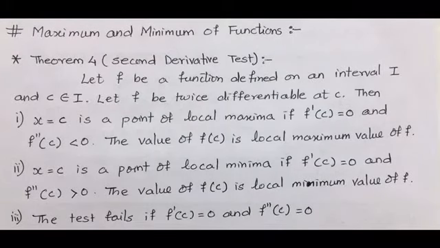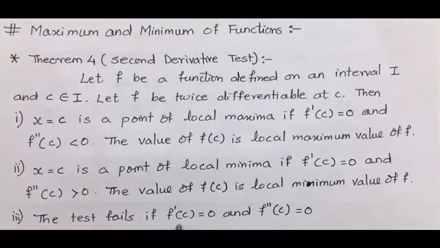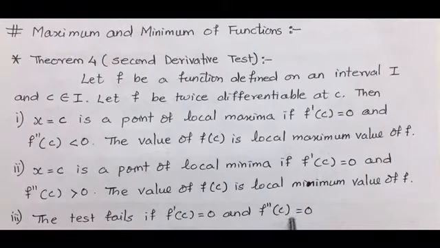The third point is the test fails if the first derivative is 0 and the second derivative is 0. So if both the derivatives become 0, that is, if the second derivative after keeping the value of x we get it to be 0, then the second derivative test fails here. We cannot judge whether it is maximum or minimum.